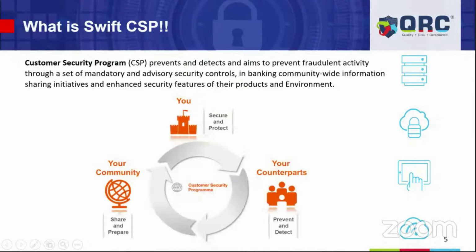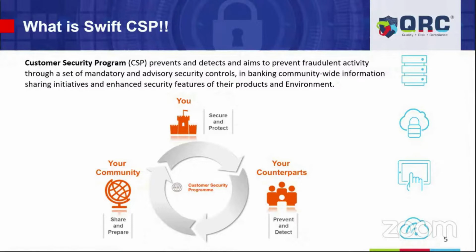Now look at what this overall Customer Security Programme is. Basically, it has three different parts altogether. One is secure and protect. That is exactly for the organizations and institutions that are SWIFT user companies. In the entire framework, they call them users. The user, as an entity, needs to know how to protect and secure themselves.